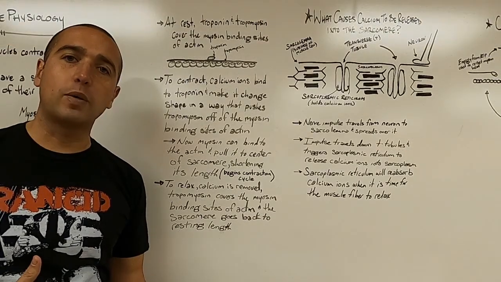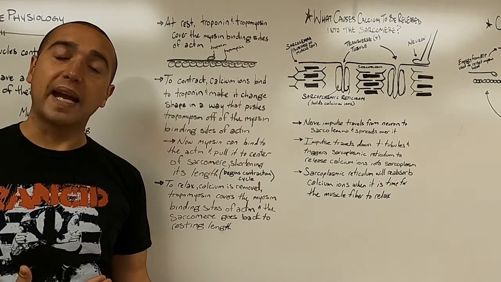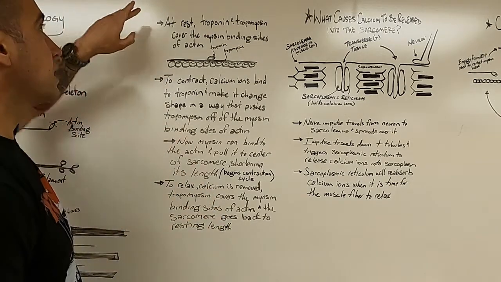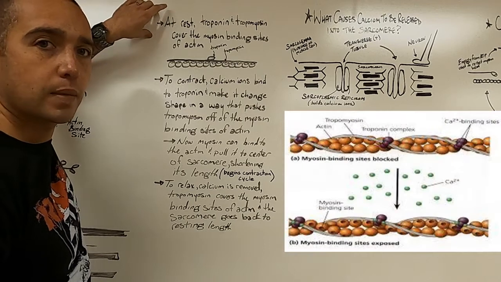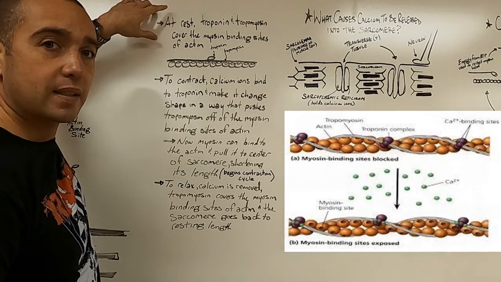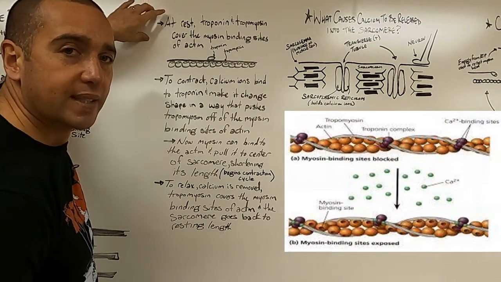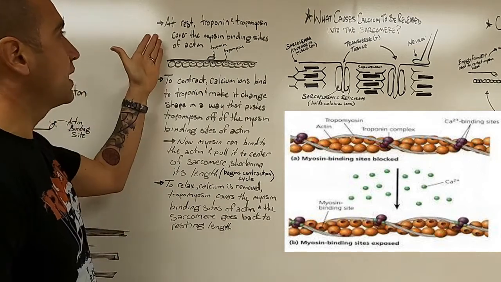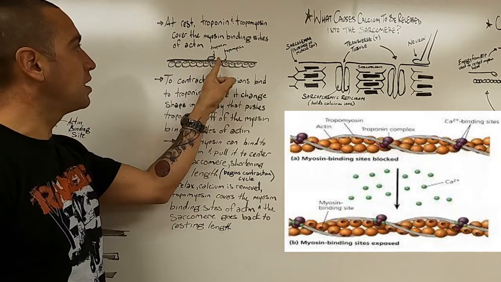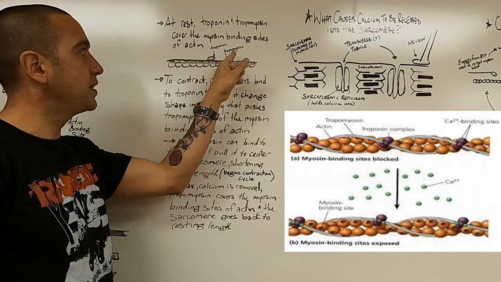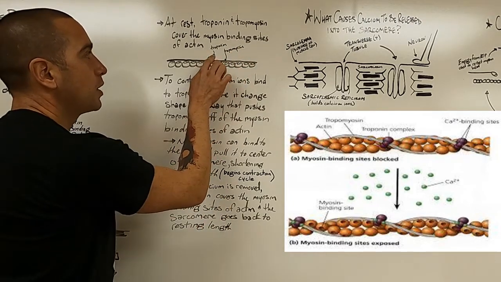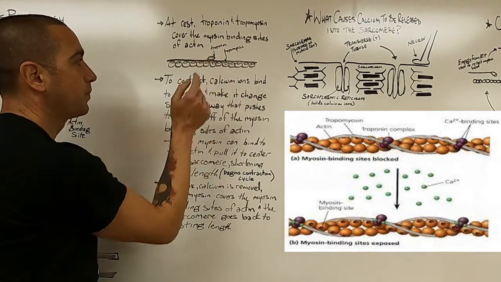So now we're going to talk about what triggers those events to happen. Now at rest, the part of the actin that lets the myosin bind to it is actually covered up. And it's covered up by a long, thin protein called tropomyosin and little globular proteins called troponin.